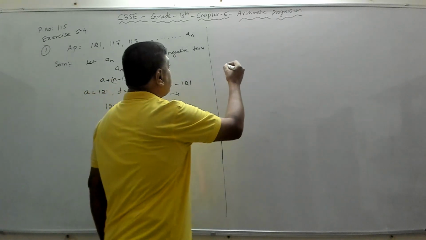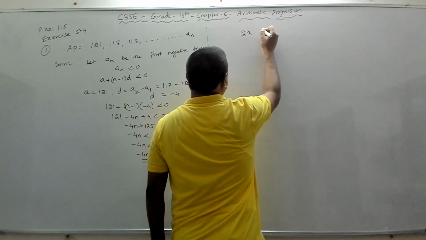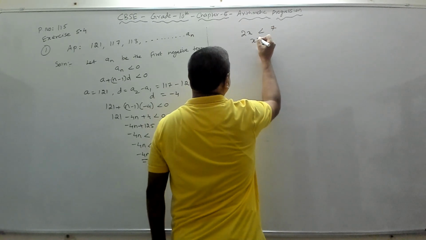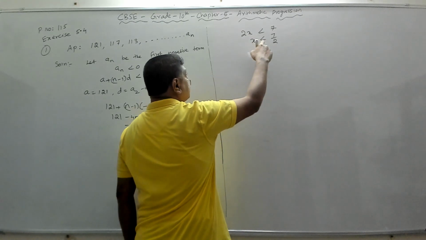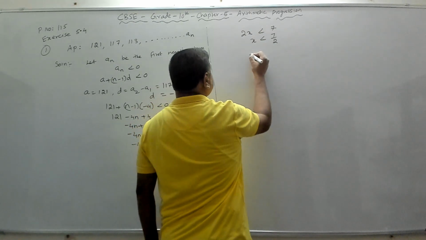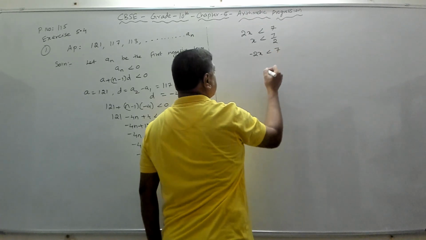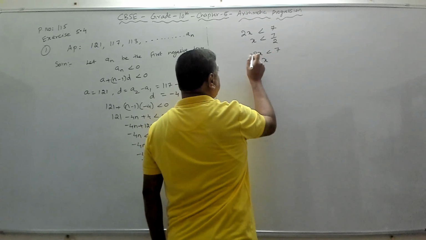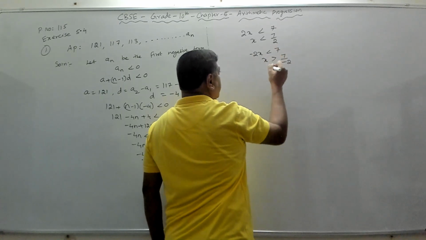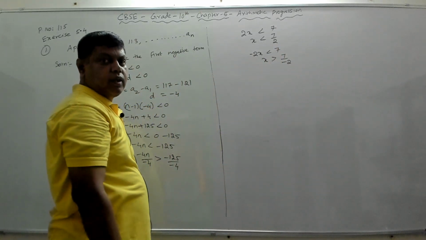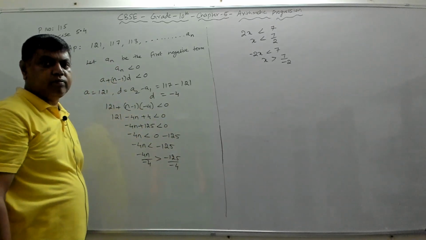Right? Suppose you have 2x less than 7, and you write x less than 7 by 2. You can do that because the 2 is a positive 2, so your inequality will not change. Suppose you have minus 2x less than 7, and if you write x, and you take this minus 2 to the other side, it will become 7 by minus 2, but this less than will become greater than. Less than will become greater than.